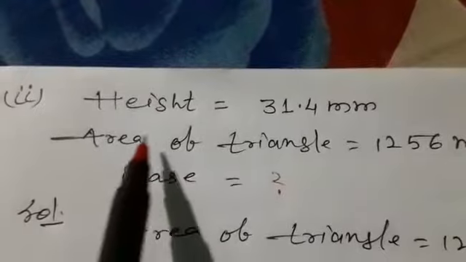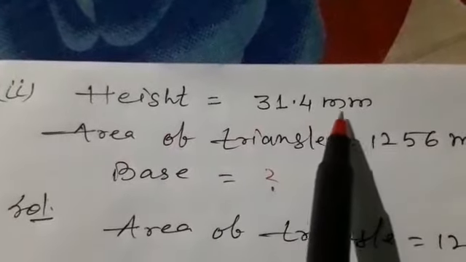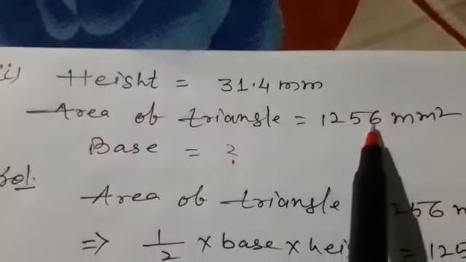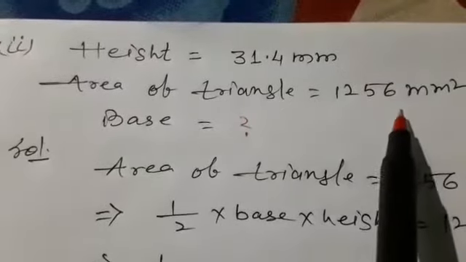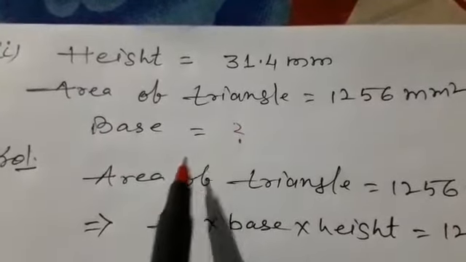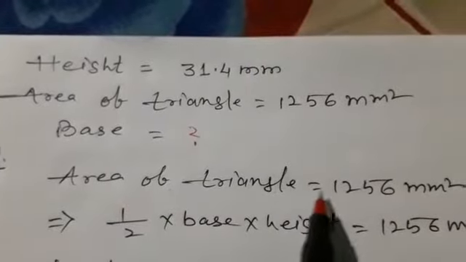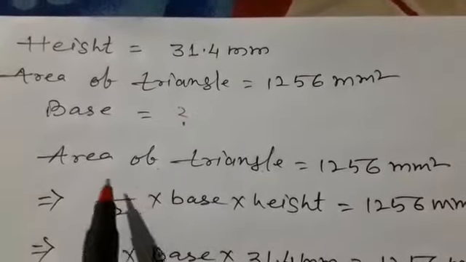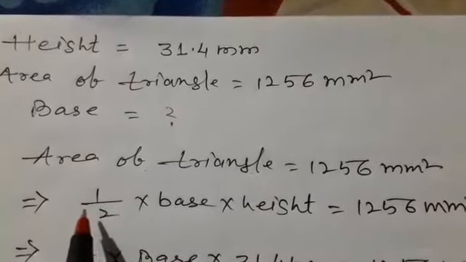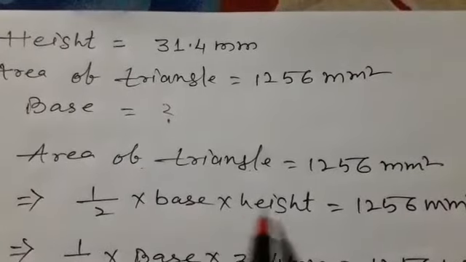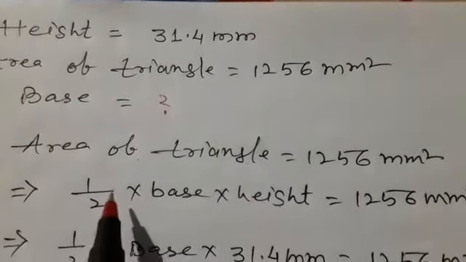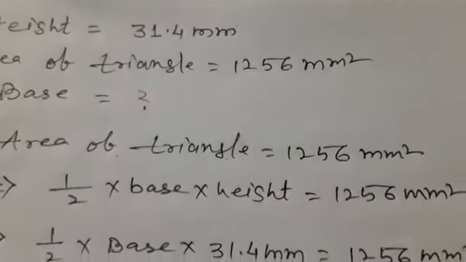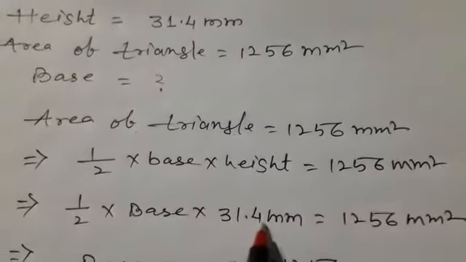Second is height of triangle is 31.4 mm, it is given, and area of triangle is equal to 1256 mm square. Both are given. We need to find base. Solution: area of triangle is equal to 1256 mm square. Put the value to find the area. We use formula 1 by 2 into base into height, that is formula to find area of triangle, is equal to 1256 mm square. Value of height is 31.4 mm.